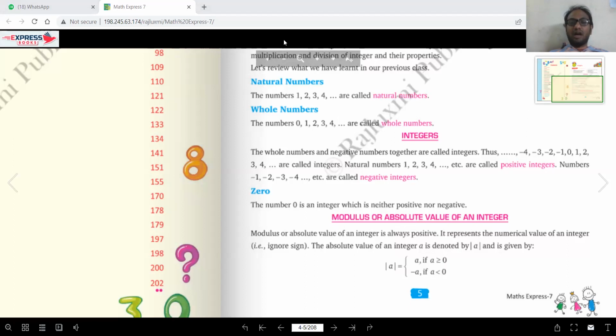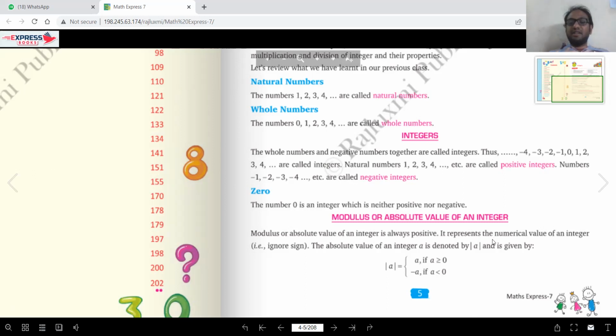Now moving on, that is modulus or absolute value of integers. So now look at the definition. The definition says that the modulus or absolute value of an integer is always positive. Whenever we want to write an absolute value, it's always positive. I hope you get the point. Absolute value is always positive by nature. Wherever the value is negative, it always gives you the positive value.